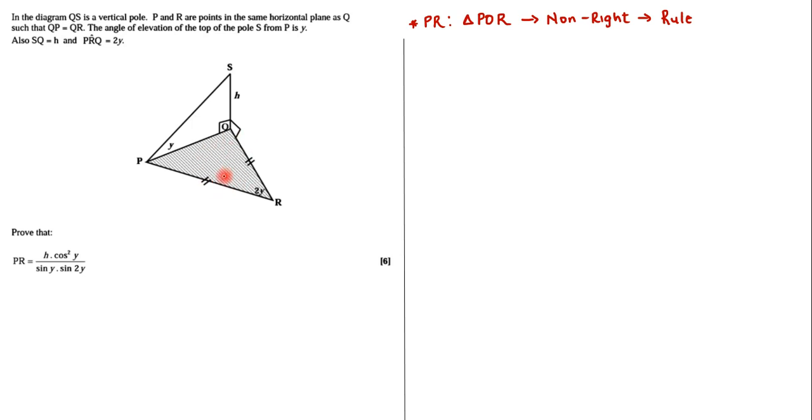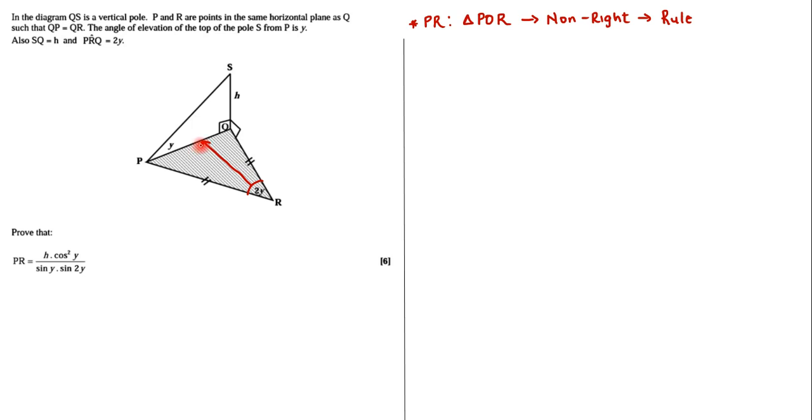How would you consider a sine rule firstly? A sine rule, you will consider by having a side and its angle, so an angle and an opposite side, right? In this case, we have this 2Y, but we don't have PQ. Which means I can't think of the sine rule.